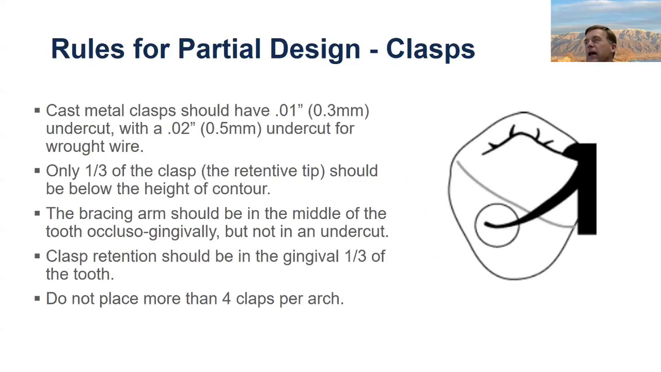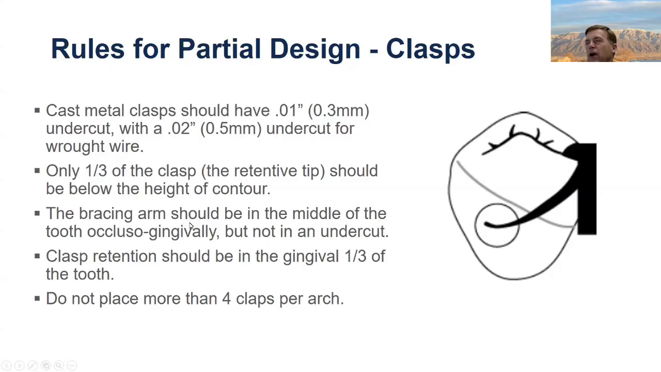So in terms of the undercut, and this can have a huge effect on aesthetics, we need a 0.3 of a millimeter undercut for a cast clasp and 0.5 for a wrought wire. If we're doing flexibles, some of the materials require as much as between 0.5 millimeter and 1 millimeter, depending on how thick we make the material.